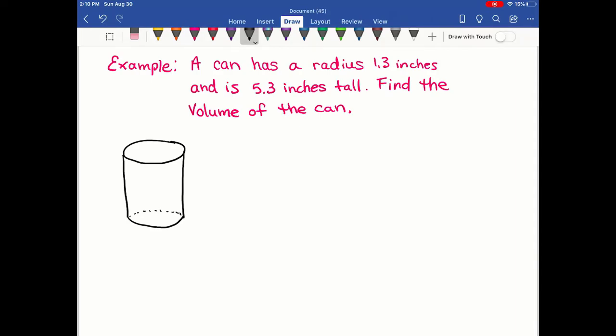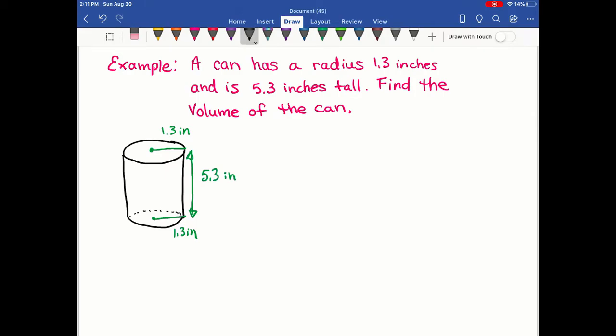Okay, in this example, I'm going to show you how to find the volume of a can. And in this example, it says the can has a radius of 1.3 inches and has a height of 5.3 inches. So the radius, if you remember, is the center out when you're looking at the circle. So if you're looking at the top or the bottom of the can, from the center out is going to be 1.3 inches. The height of the can from top to bottom is 5.3 inches.